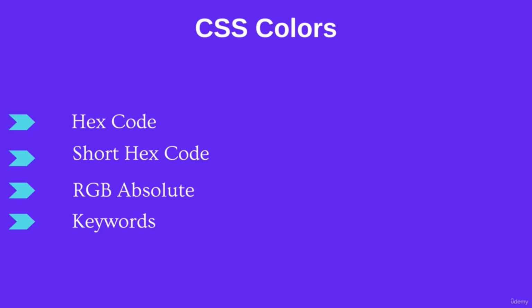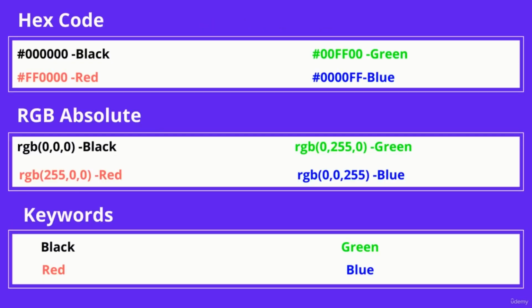As we know, whenever we talk about a color, all the colors are made up of 3 basic colors, that is red, green and blue. So this RGB combination will help us in forming the different colors which we can make. So we have hexadecimal, short hex code, RGB absolute, that is red, green, blue absolute, and the keywords. Keywords will help us in writing the name of a specific color. So here is a short example.